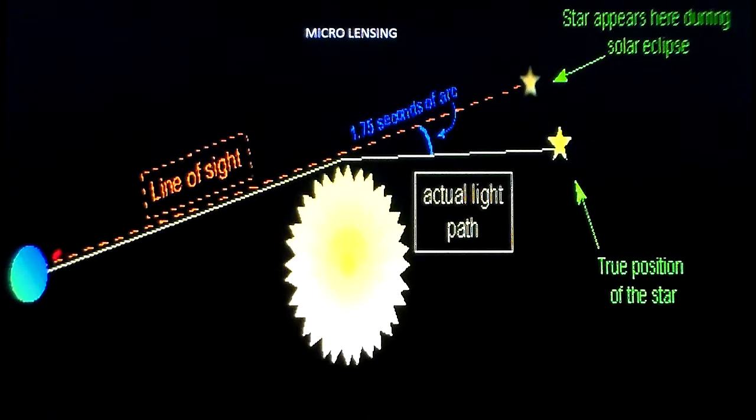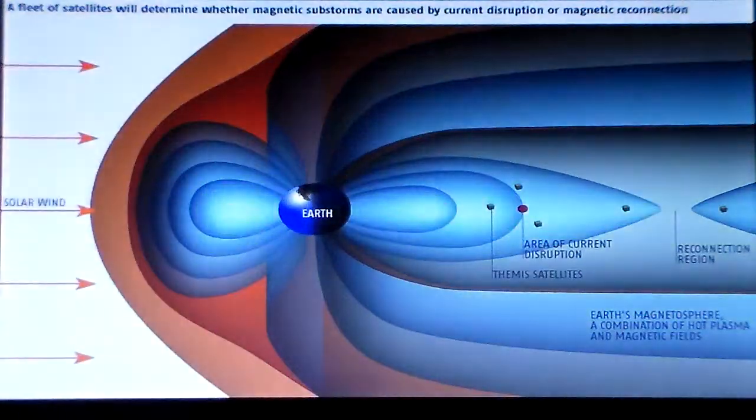But anyways, all right. So here's your solar eclipse. I don't have the moon in front of the sun right now, but you'll see the line of sight. And then there's a star right here, which appears during the solar eclipse. But the actual true position of the star is behind the sun. Because the gravitational field pulls the light around the sun, it allows us to see the actual light from the star, even though it's behind the sun. So it's pretty tricky stuff.